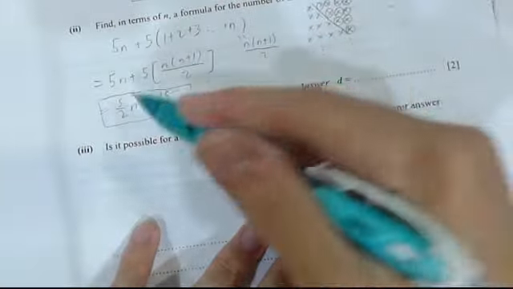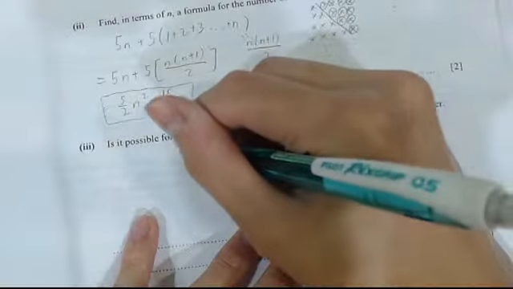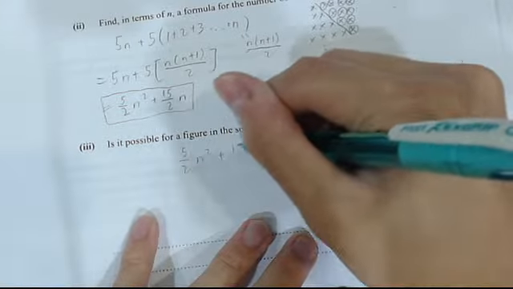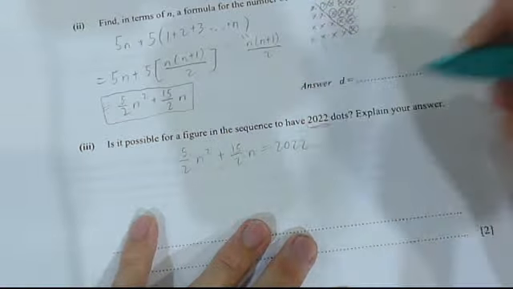So because we have an expression for the number of dots, we can just find n from here. 5 over 2n squared plus 15 over 2n equals 2022.